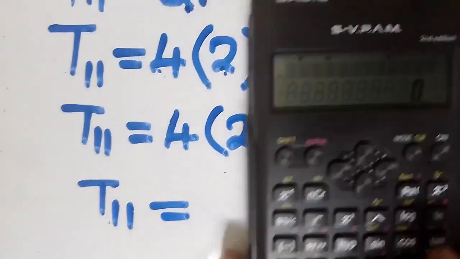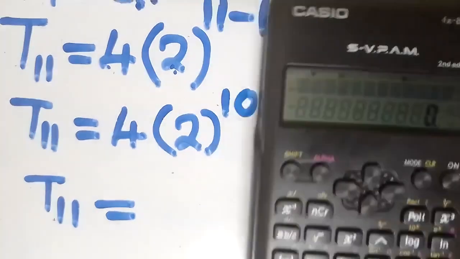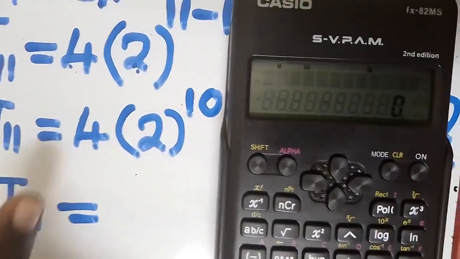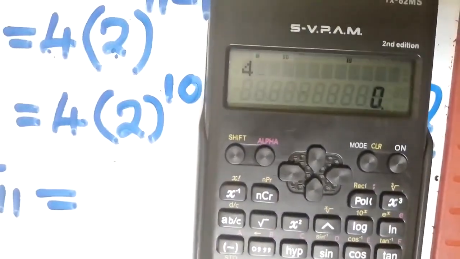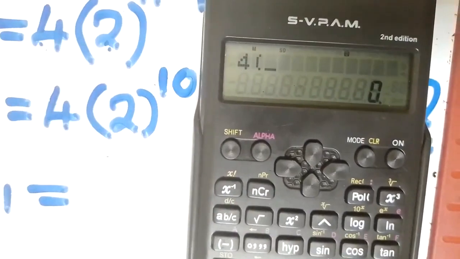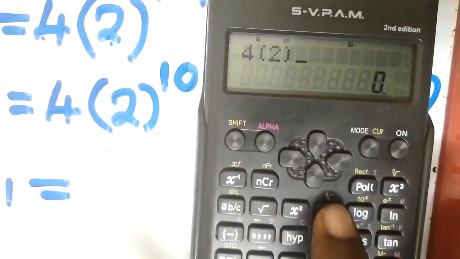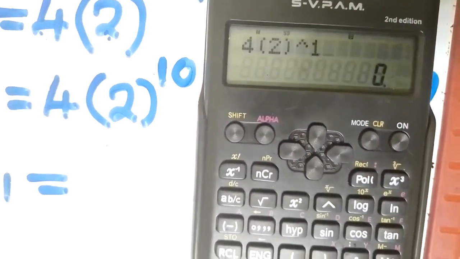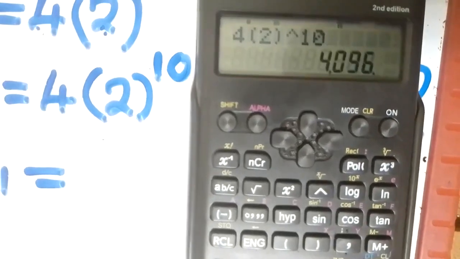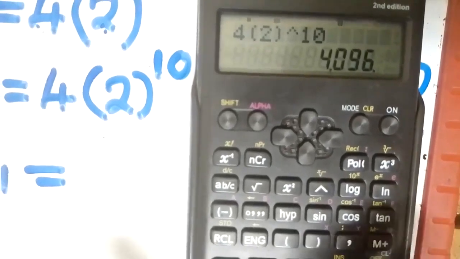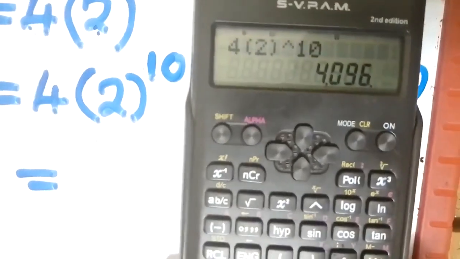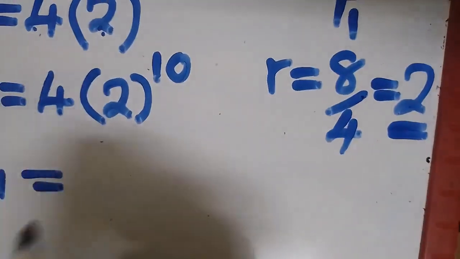You get your calculator like this. Have you seen? This is your calculator. You want to type this number. You say 4, open bracket, 2, close, then power 10, like this. What is your answer? That is your answer. Have you seen? 4096. That is your answer. You write it here.